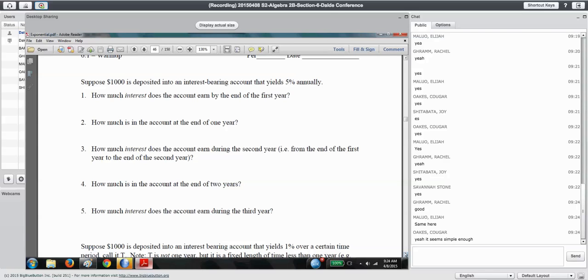Suppose you put $1,000 into an interest-bearing account that yields 5% annually. The word annually means every year. So apparently this thing accrues 5% interest every year. How much interest does it get after the first year? I'm just going to throw that question out there because this is still warm up. Do you guys know?